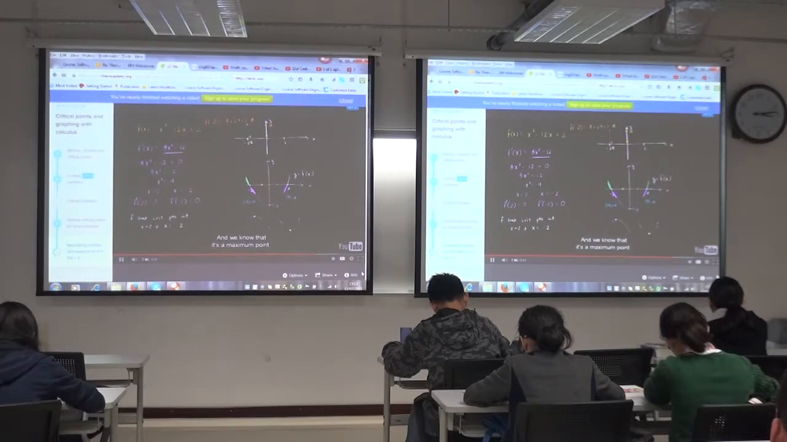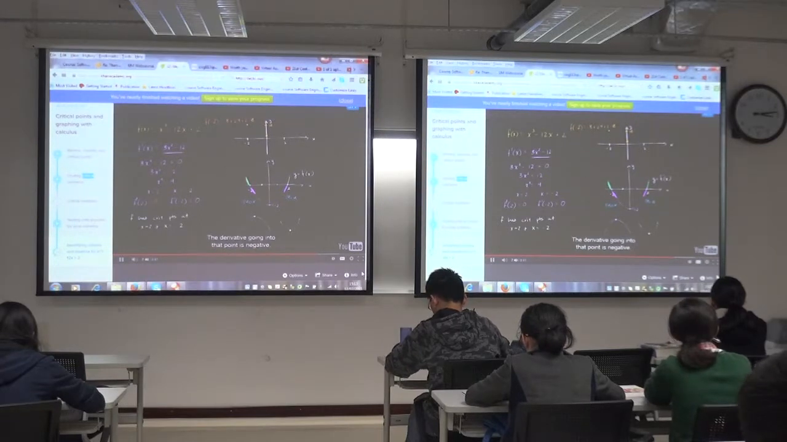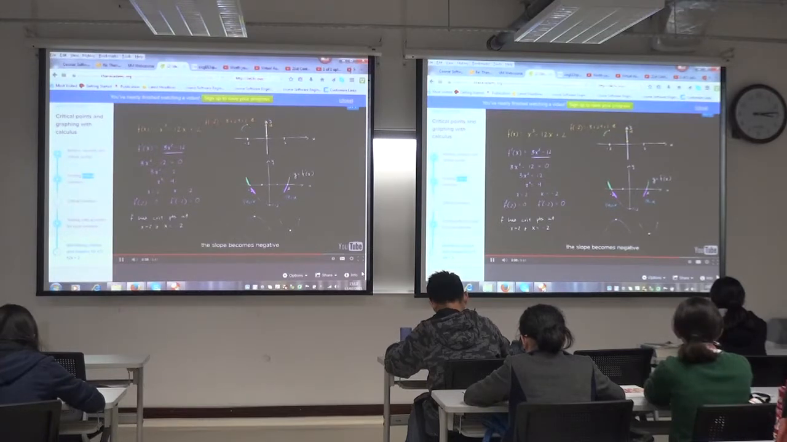This is the point negative 2, comma 18. And we know that it's a maximum point. The derivative going into that point is positive, so we are increasing. The slope is positive. And then after we cross that point, the derivative crossed the x-axis, and the slope becomes negative.